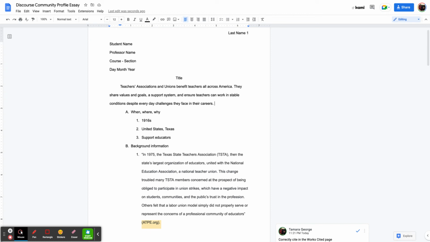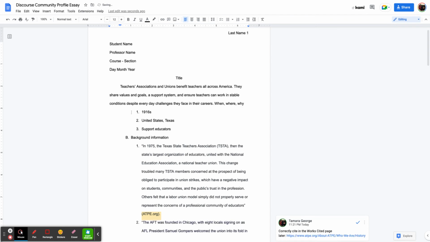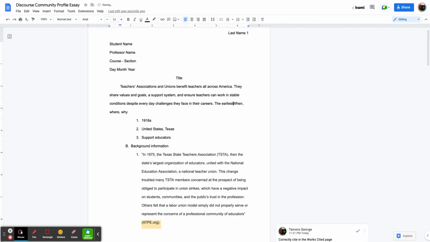Not to minimize any other hero in America, but we really do kind of get a bad rap sometimes. And so then I would want to go right on into the whens, wheres, and whys, right? The earliest union, let's not say union because some states are non-union states like Texas, but Texas does allow associations. The earliest teacher association or federation started in Chicago in 1916. Remember, that's what I saw on that AFT site, Chicago in 1916.